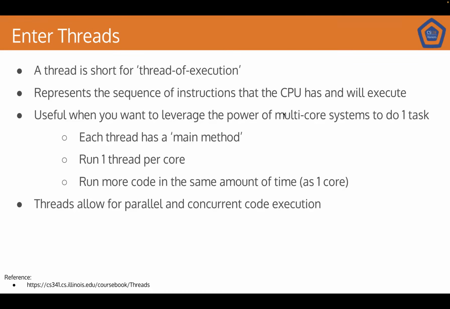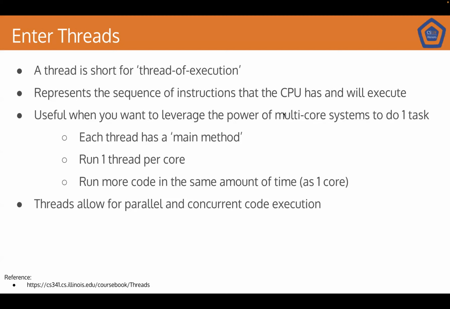Threads are useful when you want to leverage the power of multi-core systems to do one single task. Each thread has a main method. And if you have a single program that has multiple threads, it has multiple main methods, one for each thread. So you can run that same program on multiple cores at the same time, which allows us to run more code in the same amount of time as a single core. These threads allow for both parallel and concurrent code execution.